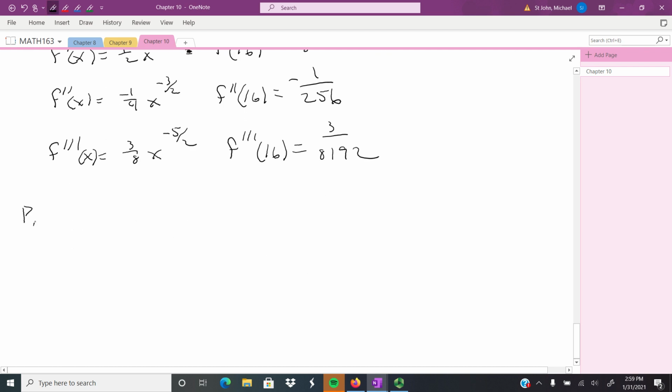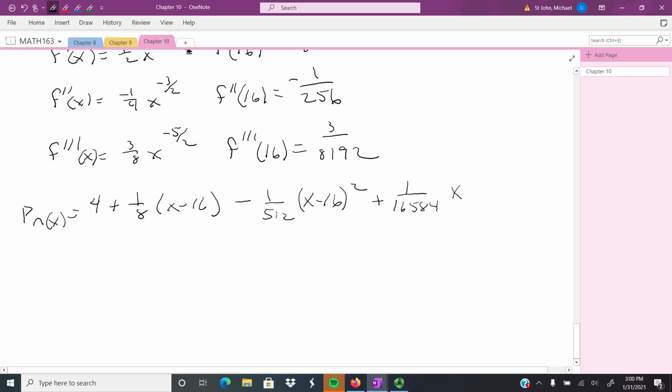So my series then, P_n(x), is going to be 4 + 1/8 (x − 16) − 1/512 (x − 16)² + 1/16,384 (x − 16)³. And then we know that x is going to be equal to 18.